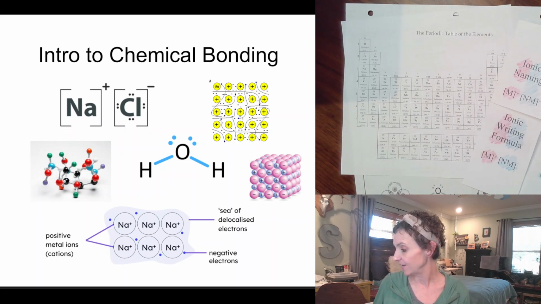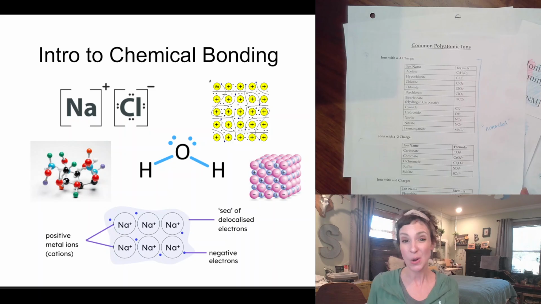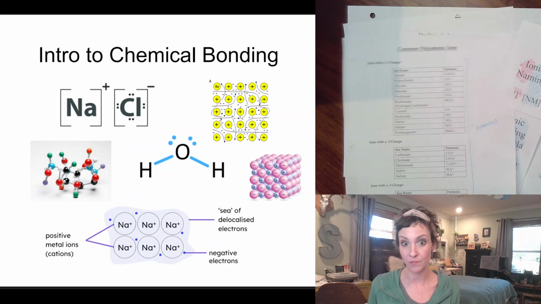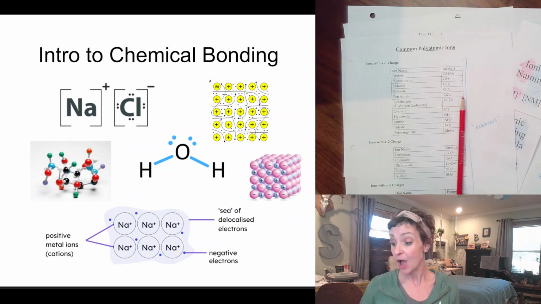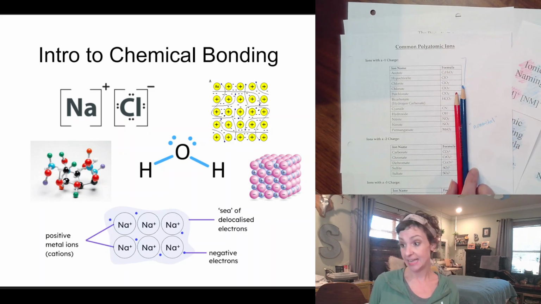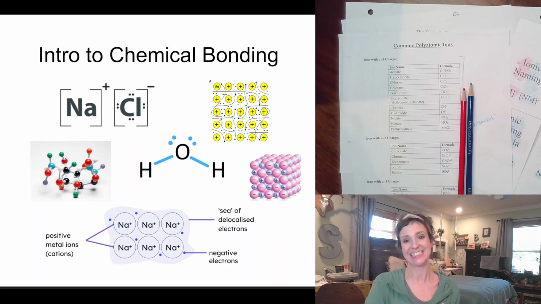Then lastly, I'd like for you guys to also get out your list of polyatomic ions. We're going to add a couple of things on there to hopefully make this whole concept of bonding a little bit easier. You'll also need 2 colored pencils today. You will be using the same colored pencils as I am. We're using red and blue colored pencils for our notes lesson today.